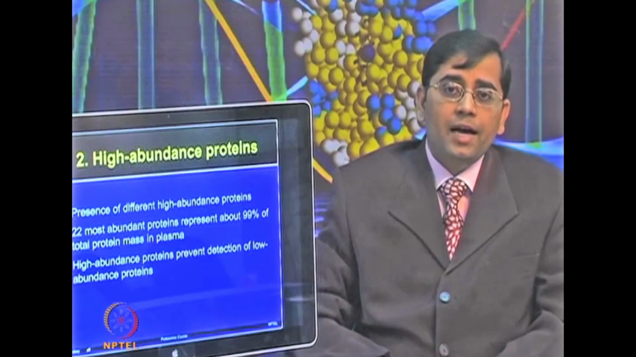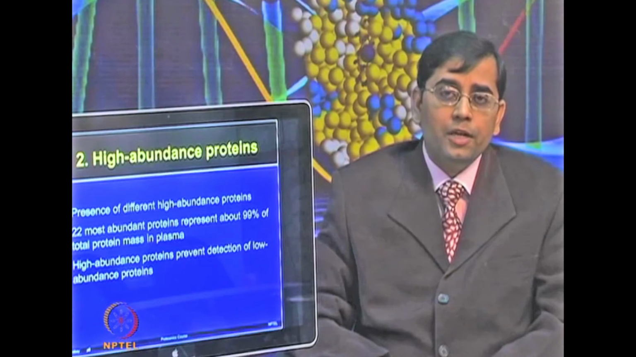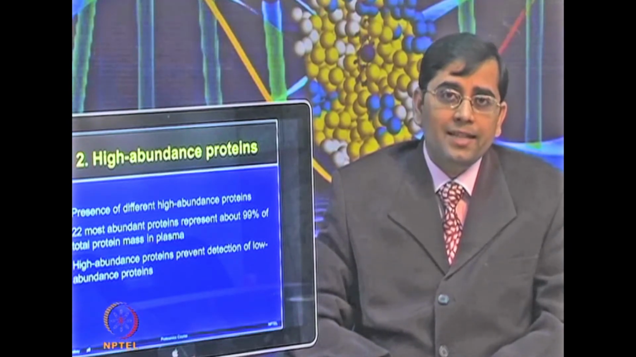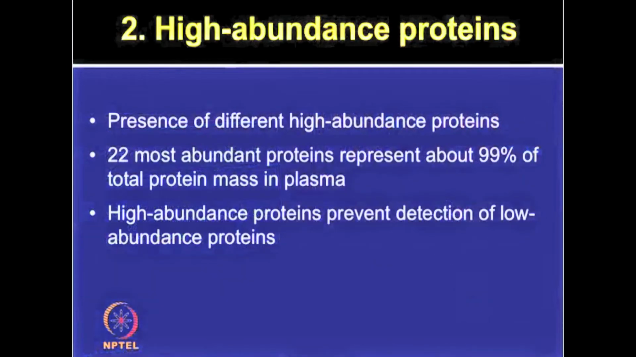The second point, the high abundance proteins. There are different high abundant proteins present in serum and plasma, which make its analysis very complicated. There are almost 22 highly abundant proteins present in serum, which represent about 99% of the total protein mass of serum or plasma. These high abundance proteins prevent the detection of very low abundant proteins, and often these low abundant proteins could be the target you are probably looking for as part of biomarker discovery.